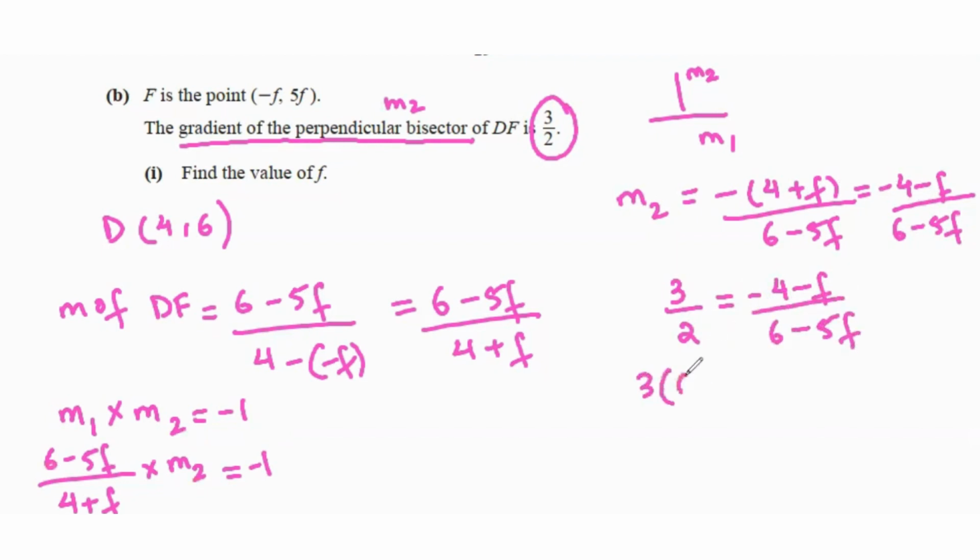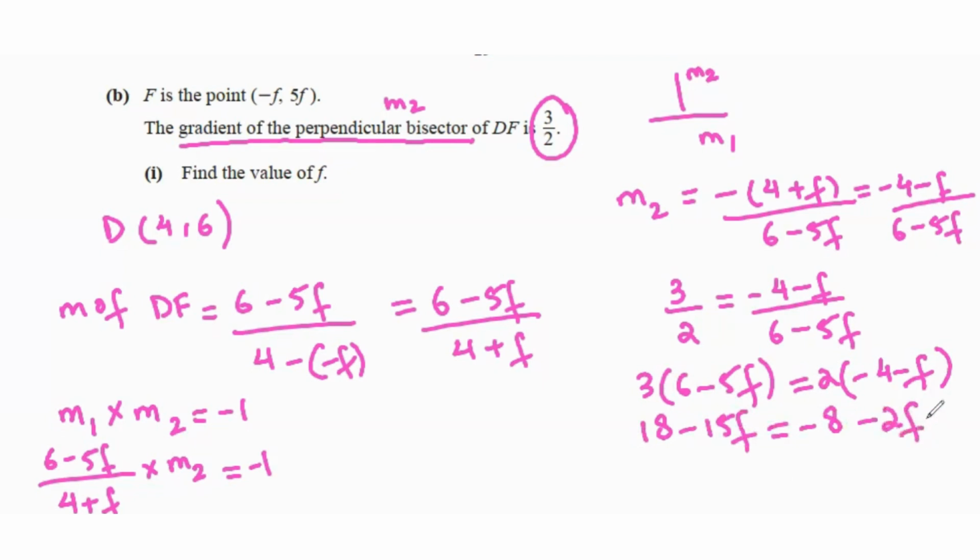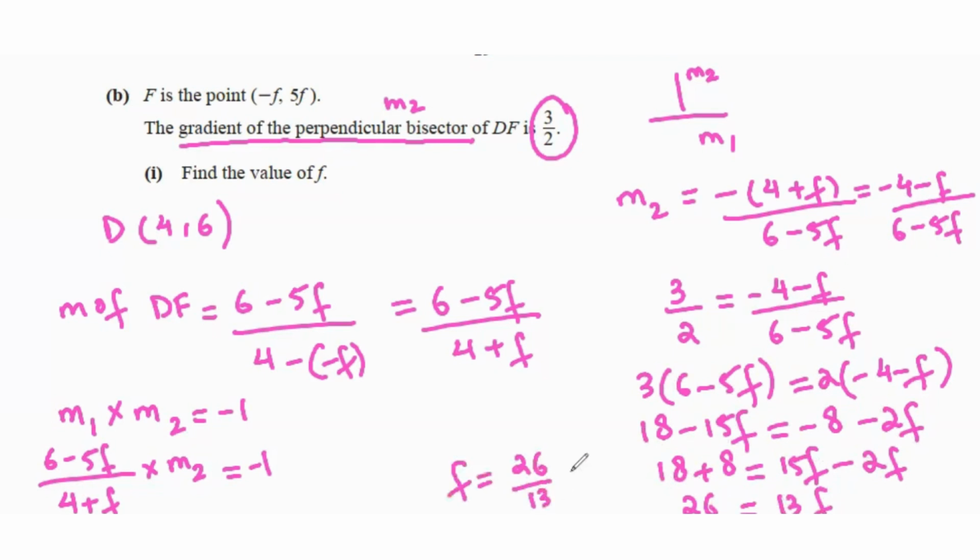Cross multiply. 3 times (6 minus 5f) equals 2 times (negative 4 minus f), which is 18 minus 15f equals negative 8 minus 2f. So 18 plus 8 equals 15f minus 2f. 18 plus 8 is 26. 15f minus 2f is 13f. 26 over 13 equals f, which is 2. That is your answer.